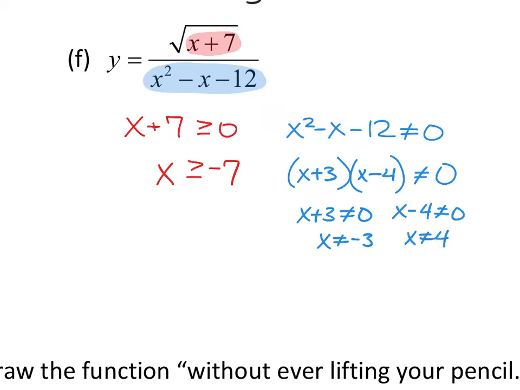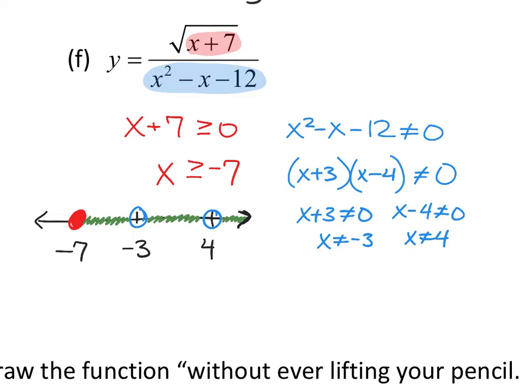So we have all of these things happening. We have x has to be greater than or equal to negative 7, but it can't be negative 3, and it can't be 4. So when we draw our number line, we take all of that into account at the same time. Here's negative 7, here's negative 3, here's 4. We have holes at negative 3 and 4 because it can't equal those. We have a closed circle on negative 7 because it can be equal to that. And then it's everything that's greater, just jumping right over negative 3 and 4.